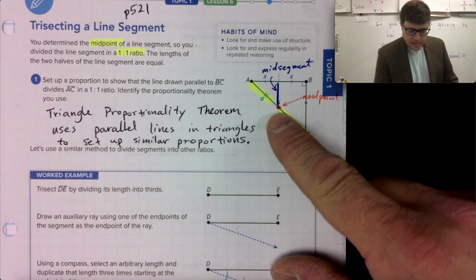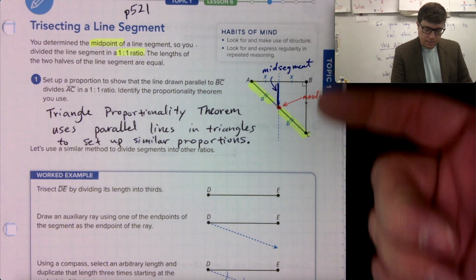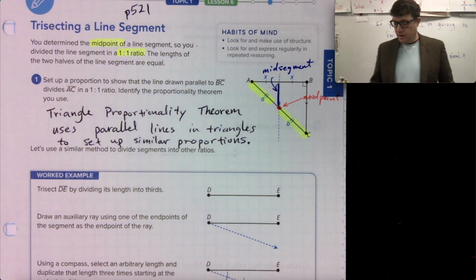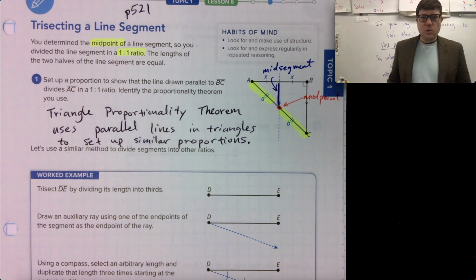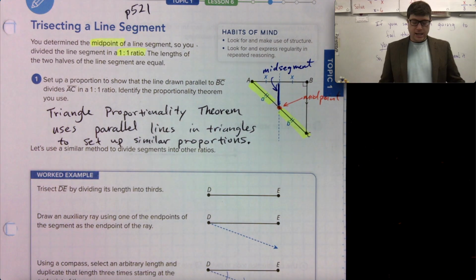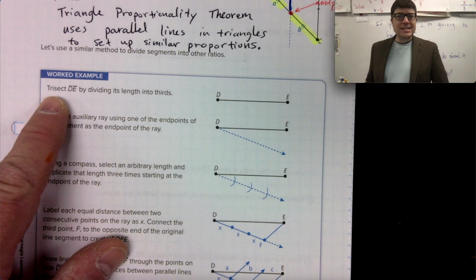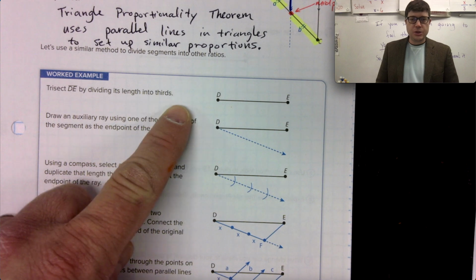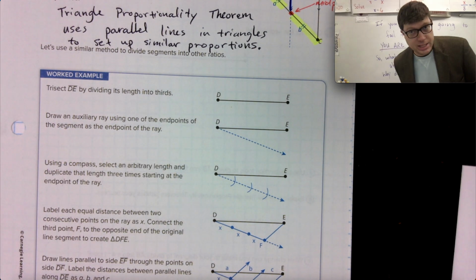Now let's talk about this one. We have this mid segment. We have a parallel line to BC. We found the midpoint. We found equal sides. Let's actually do what it is for not a bisection, but for a trisection. Trisect DE by dividing its length into thirds. That's the objective. That's the goal.